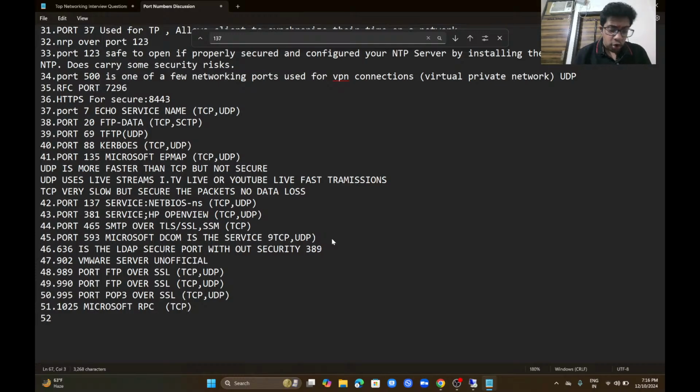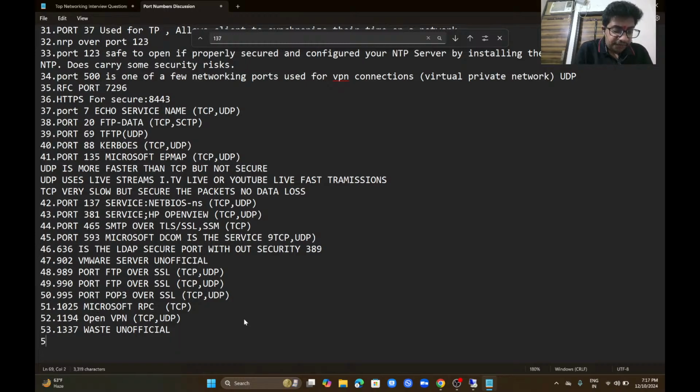And 1194 is OpenVPN, and it uses TCP, UDP datagram port. Okay, 1337 is unofficial.